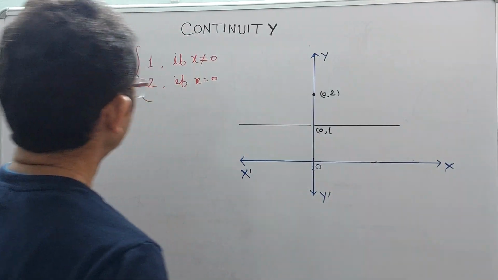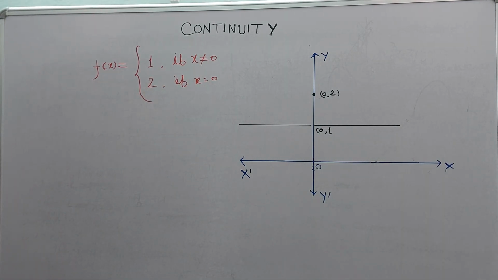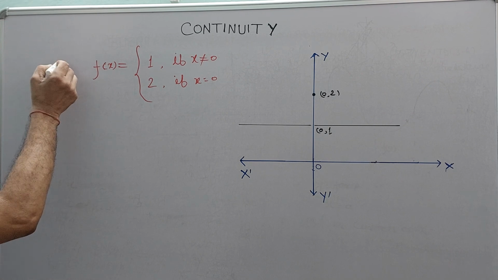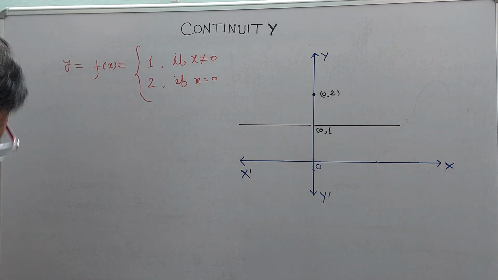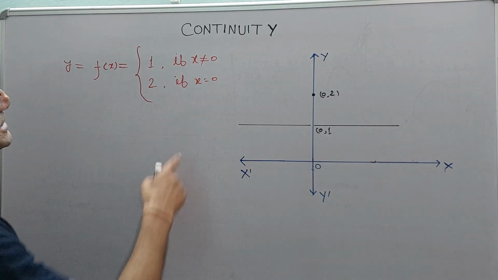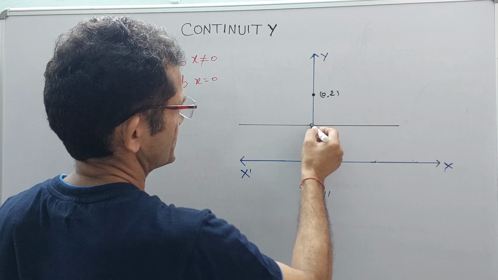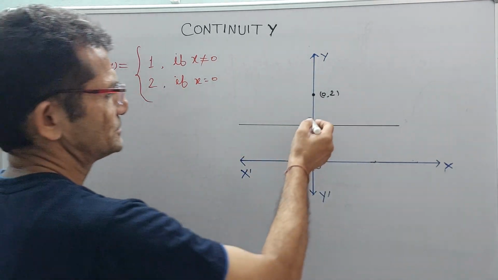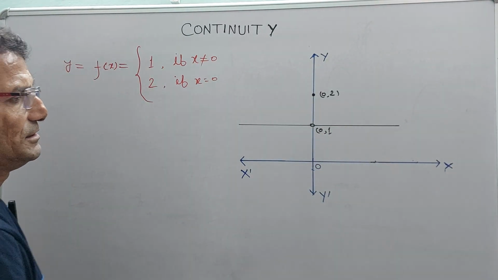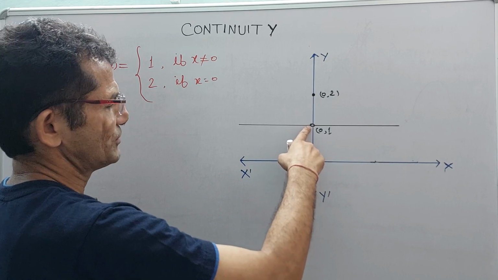Now when x is not equal to 0, the value of y, which is f(x), is equal to 1. Here x not equal to 0 means I am excluding 0, not including it. So we make a small ring here, because corresponding to x equal to 0 there is no value of f(x) on this part.